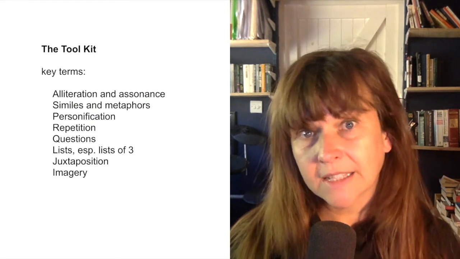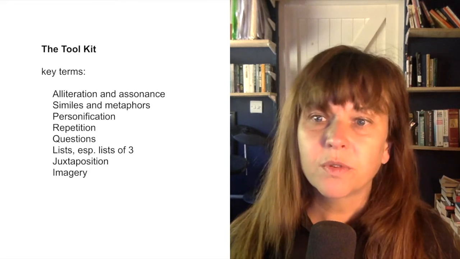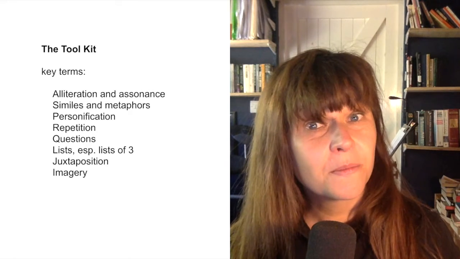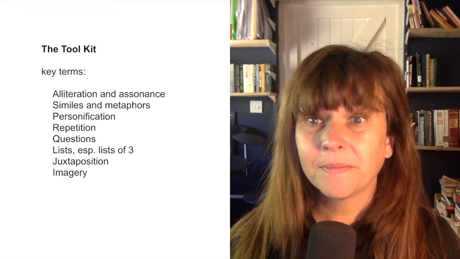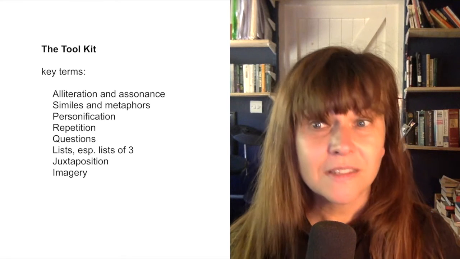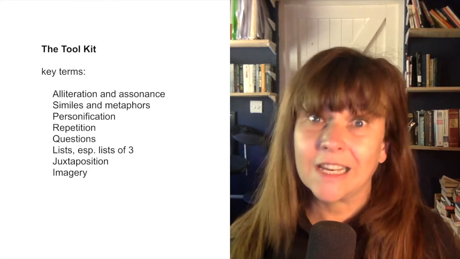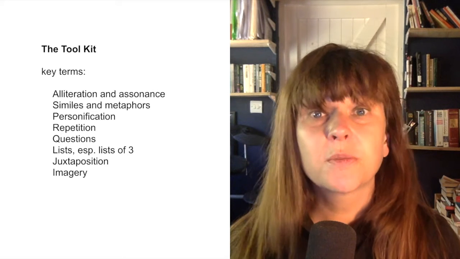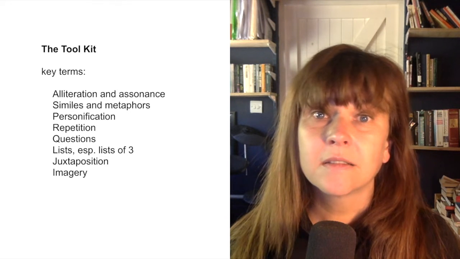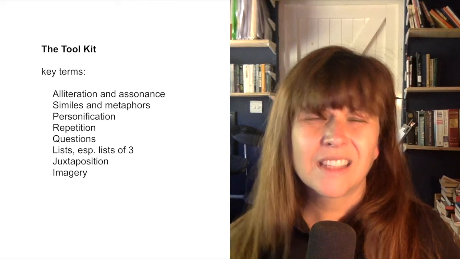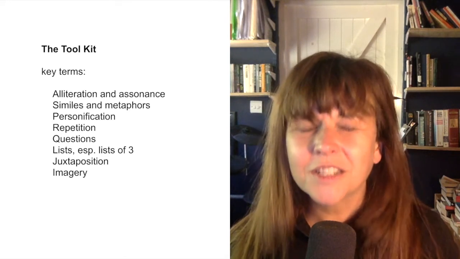During this course, I'm going to explain key terms and how they are used. The terms I'll cover are alliteration and assonance, similes and metaphors, personification, different kinds of repetition, different kinds of questions, lists, especially lists of three, juxtaposition, and imagery. There's so much more, but I just wanted to make a start, so this is probably the first video of a few, I would imagine.